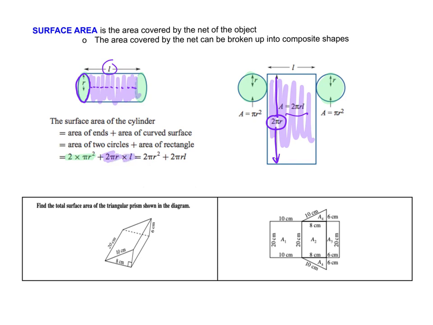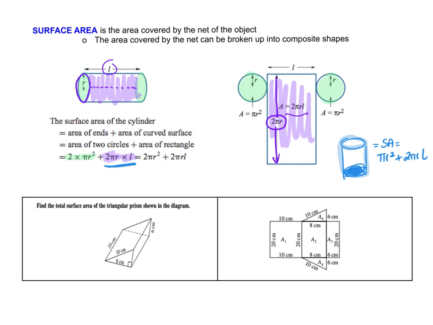So why do I tell you that? Because if they asked you about an open cylinder, say you've got a glass that's open at the top and they ask you to find the surface area, there's only 1 circle down the bottom. So it'll be pi r squared plus the 2 pi r times L. It'll still have that middle bit. So you have to be really careful with what they're asking.